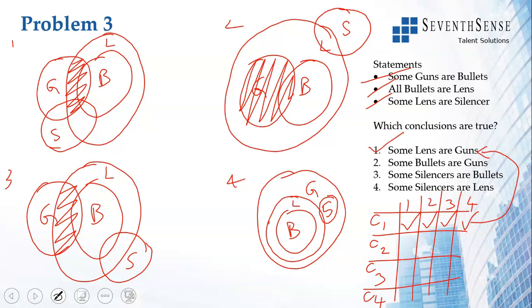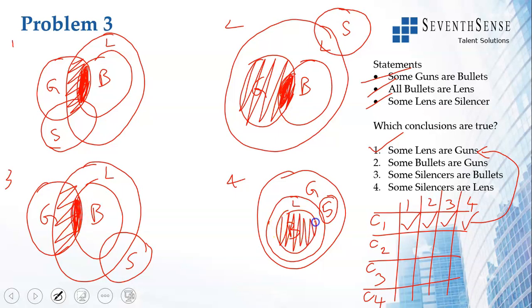Some bullets are guns. Here in this section, you will get some bullets are guns. It's overlapping. So this is true. Here also it is overlapping. So this is true. Overlapping. True in diagram 3. And some bullets are guns.